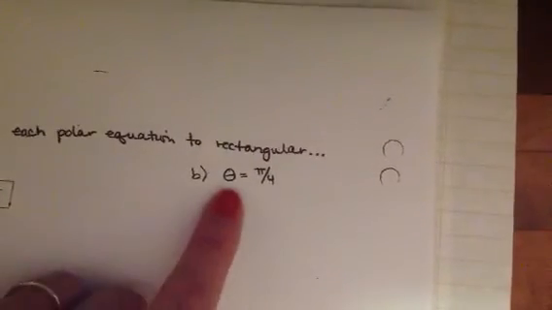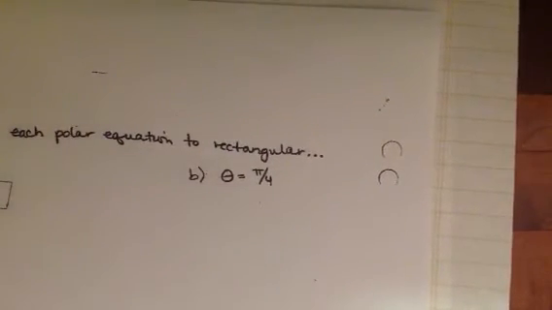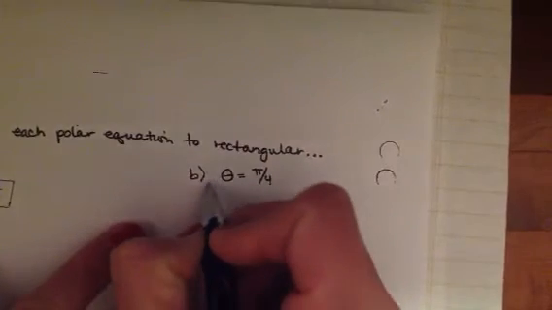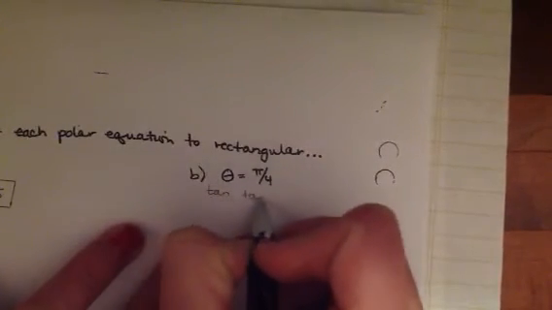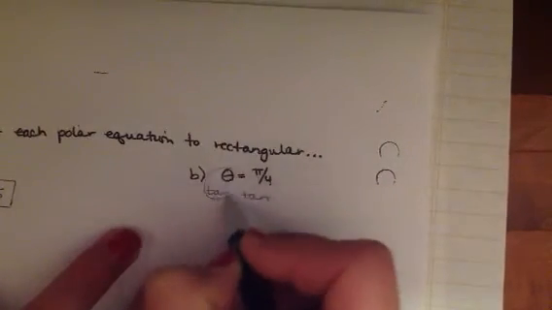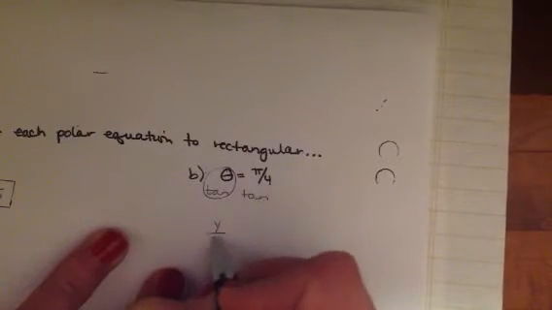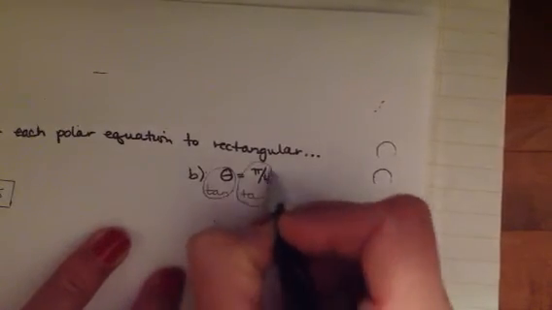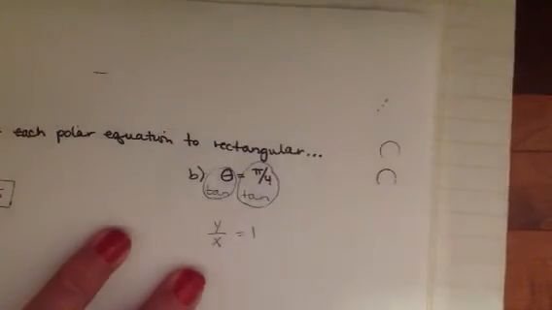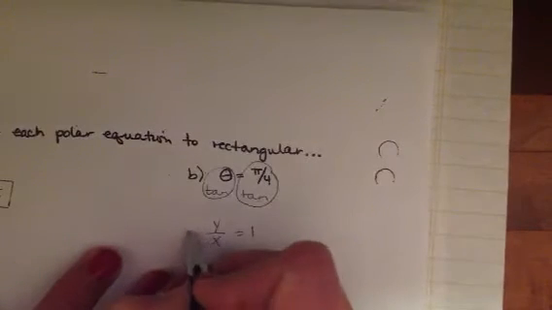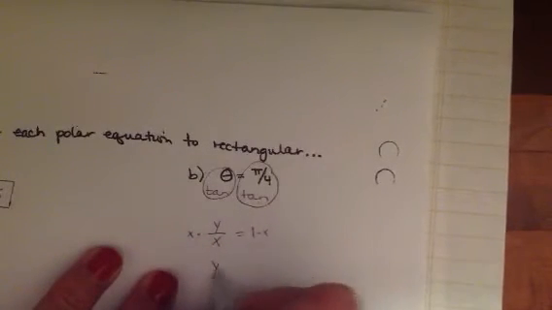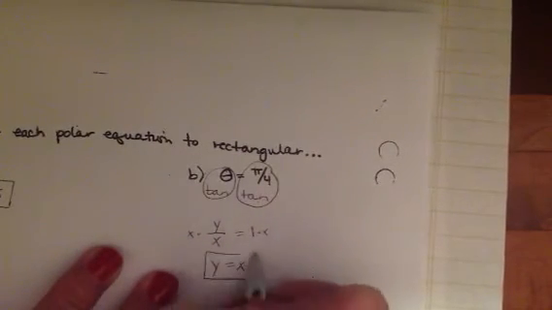In B, we have a theta that we're trying to get rid of. So, like I said, tangent of theta is a nice opportunity because we can replace that. On this particular one, we can take the tangent of both sides. So the tangent of theta can be replaced with y over x, and the tangent of pi over 4, we should all know, is 1. So if we just multiply both sides by x, you get the line y equals x, and that's the rectangular equivalent of that.